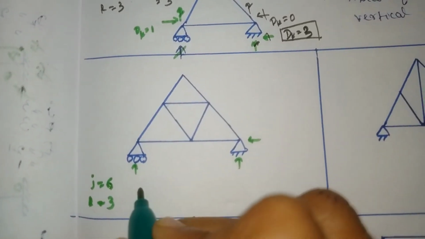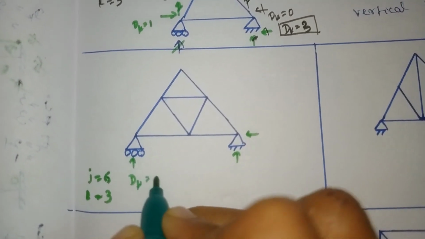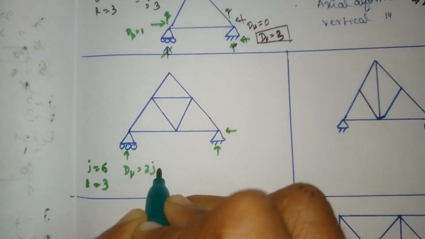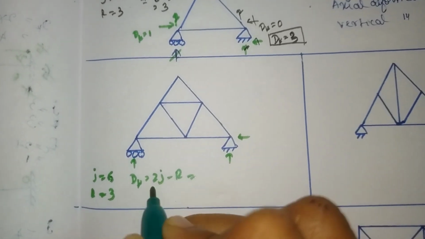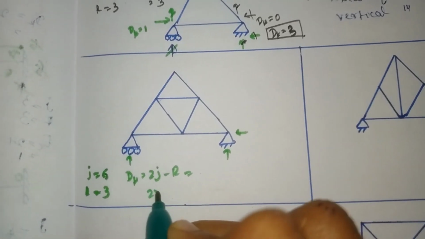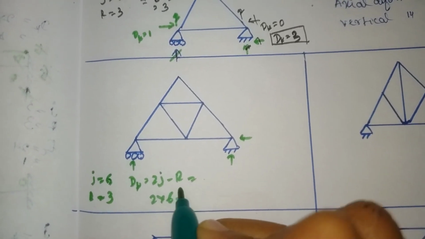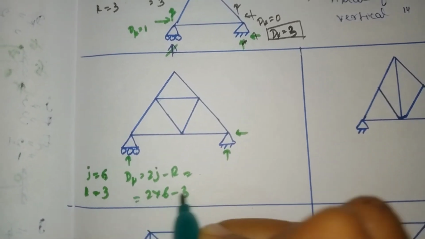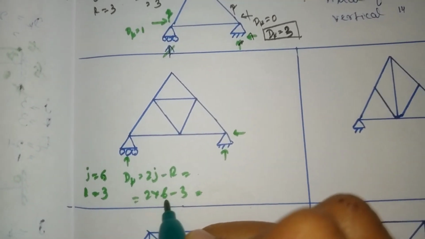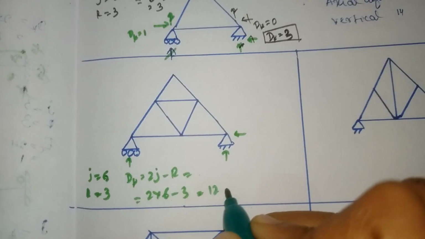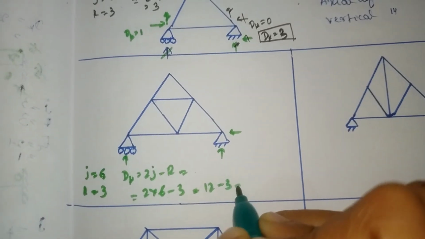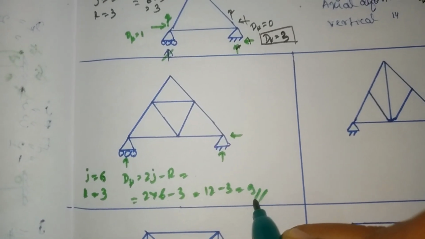So now substitute in our formula. The formula is dk is equal to 2j minus r. 2 into j is 6, minus r is 3. So 2 into 6 is 12, minus 3. 12 minus 3 is 9. Our dk will come out as 9.